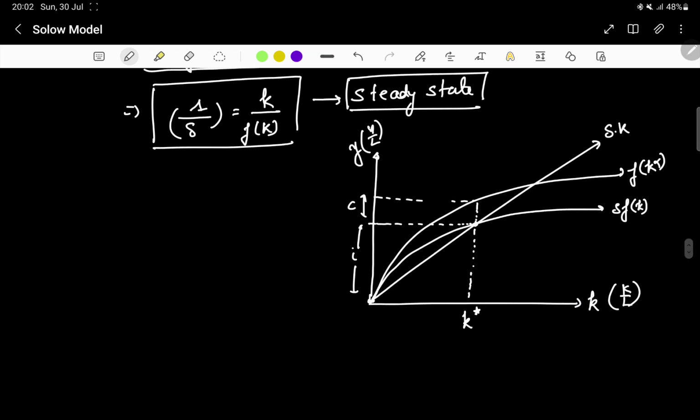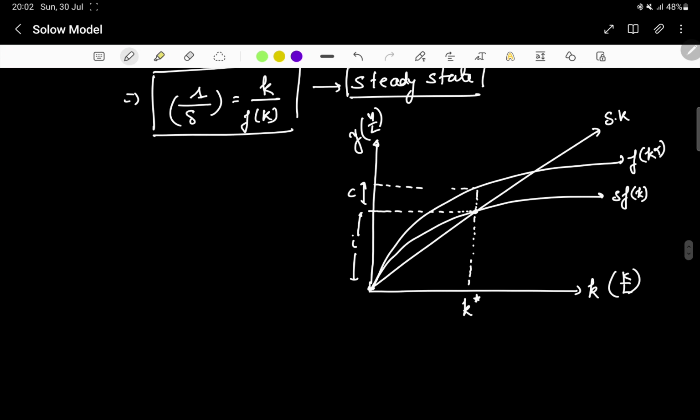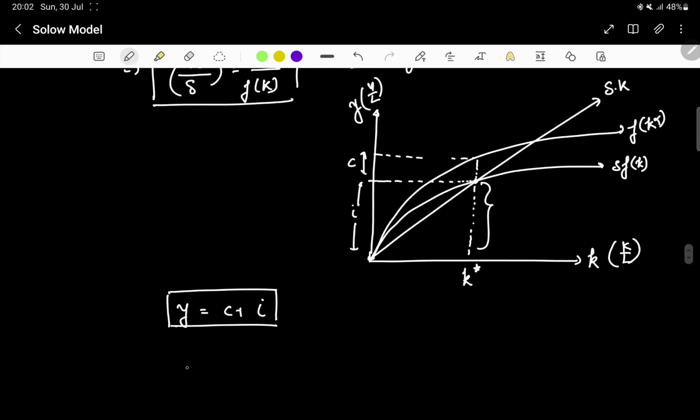Okay, so again we can write y is equal to c plus i, as we are writing, and i will be equal to this distance. This is nothing but s f of k, which is equal to delta k. So at k star we have our steady state.